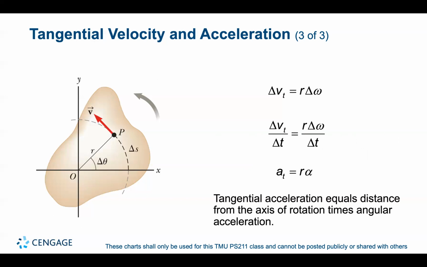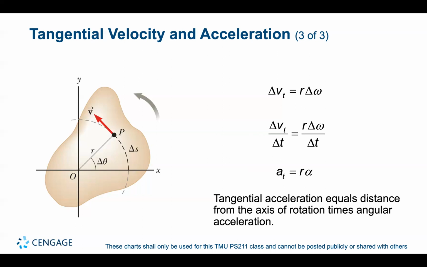Let's now imagine that the rotating object changes its angular speed by delta omega in the time interval delta t. At the end of the interval, the speed of a point on the object, such as P, has changed by the amount delta v t, as we see in the equation. Let's divide both sides by delta t.